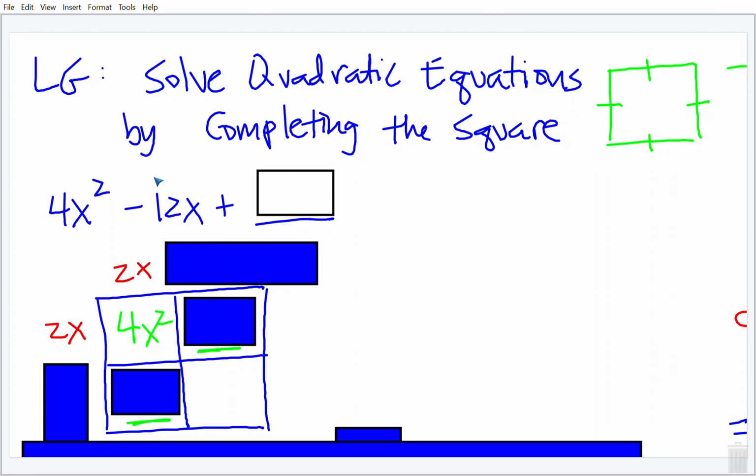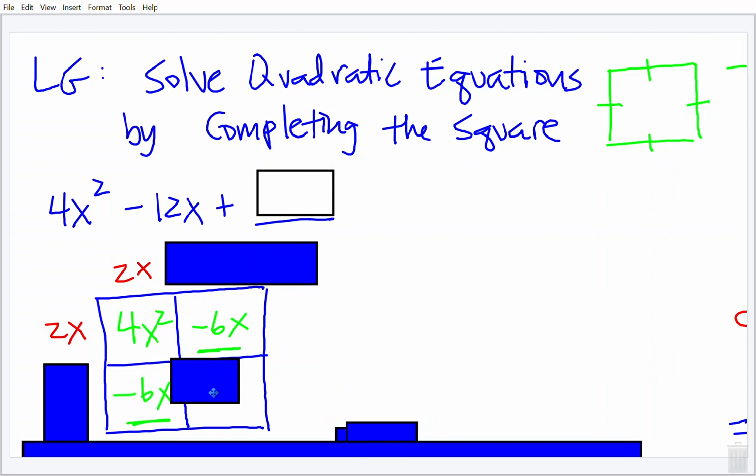Now, we need to take our negative 12x and split it evenly between these two sections of the area model. So negative 12x split up evenly would give us negative 6x and negative 6x. So these two linear terms do add up to negative 12x, but they're split up evenly so that we keep this square idea going. Now, we look at this 2x we have already and say, well, 2x multiplied by what up here will give us negative 6x?